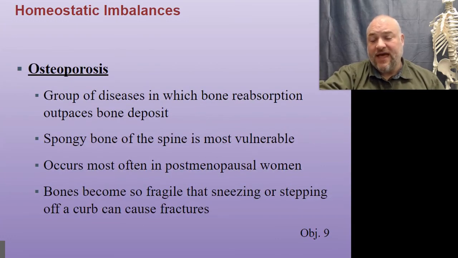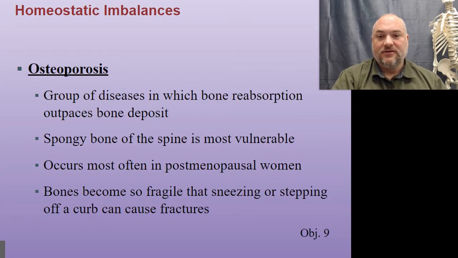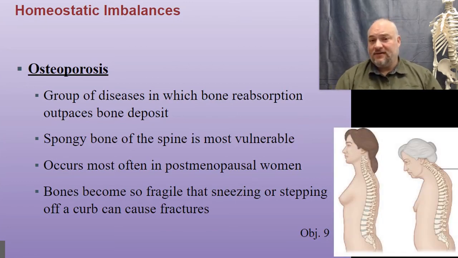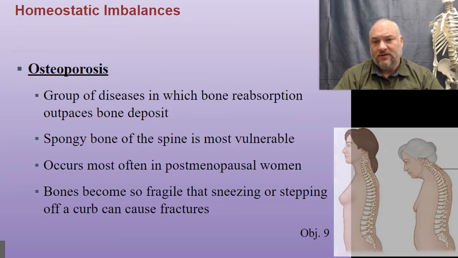Osteoporosis, most people are familiar with that. Osteo means bone. Porosis means porous bone, so they become brittle. It's a group of diseases, not a single disease, a group of diseases in which bone reabsorption outpaces bone deposition. So you're pulling more calcium out of the bones than you're putting into the bones. Okay. The spongy bone of the spine is the most vulnerable. So if you see folks who are suffering from severe osteoporosis, they'll often be hunched over as their bone is degenerating. It's most likely to occur in postmenopausal women.